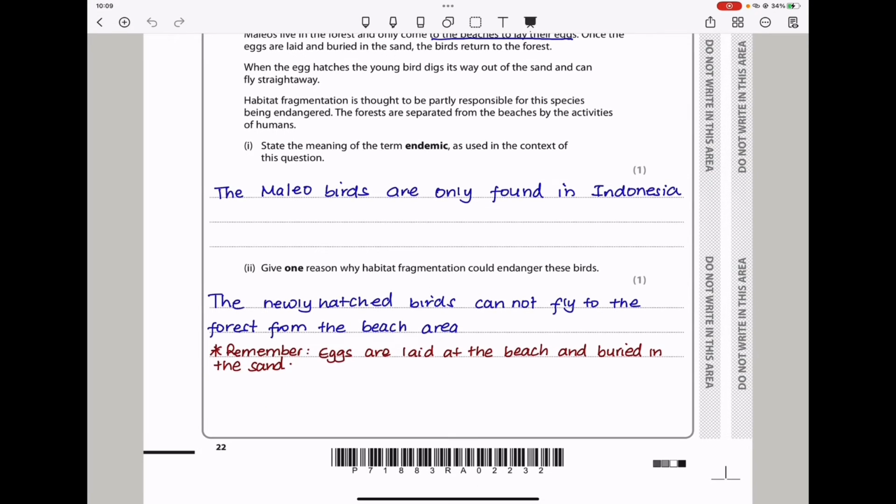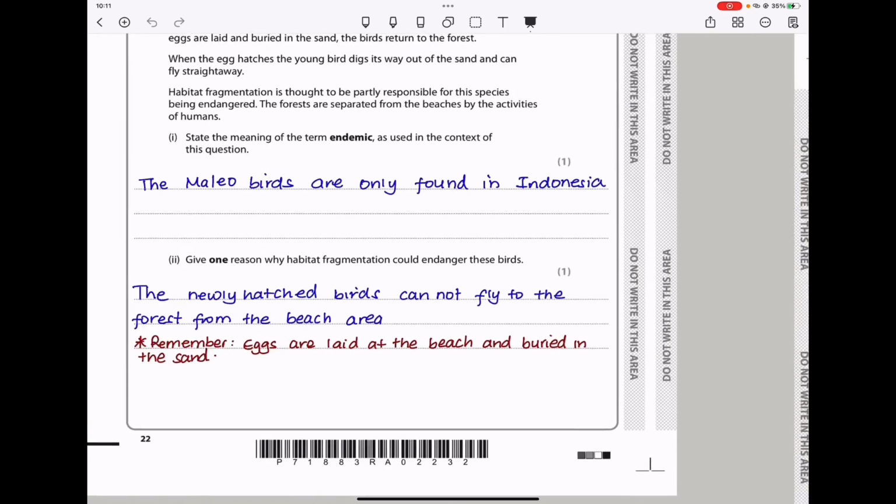The next part says, give one reason why habitat fragmentation could endanger these birds. There is going to be human activity between the forest and the beaches. So once the eggs hatch, the birds cannot fly from the beaches to the forest. So I say the newly hatched birds cannot fly to the forest from the beach area. And then PS, remember eggs are laid at the beach and buried in the sand. So once eggs hatch, the birds get out of the sand, but they cannot fly back to the forest.